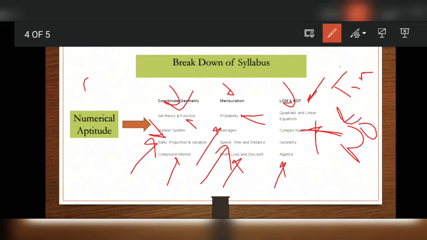So here I personally think that you have to concentrate more on time and work, average, speed, time and distance, ratio, proportion and variation, compound interest, simple interest, number system, set theory and function. Leave complex number, geometry, quadratic equation. You can leave that part. Algebra you need to study. Why? Because these topics are very common. It is common everywhere, and it is very easy also.